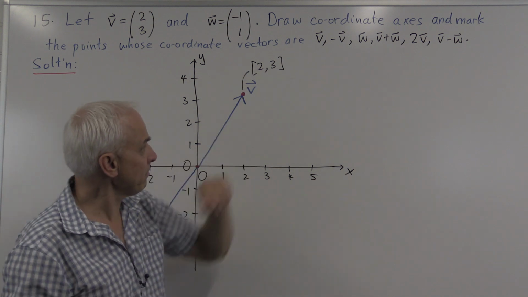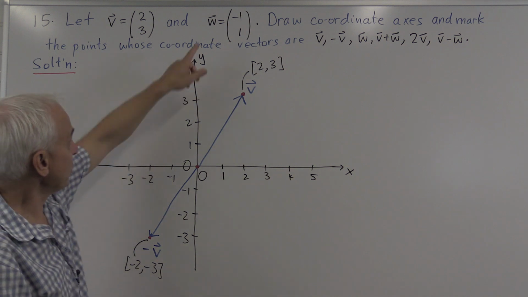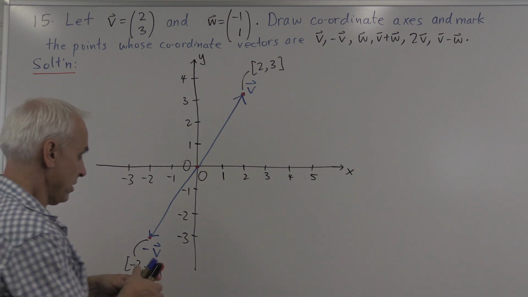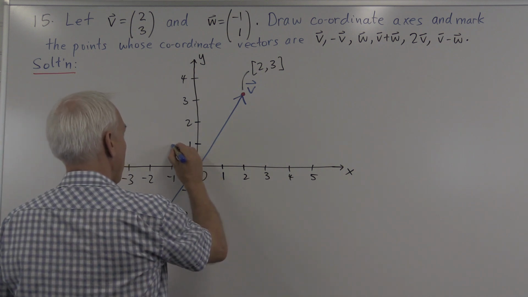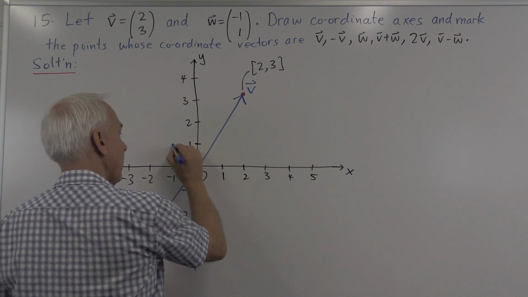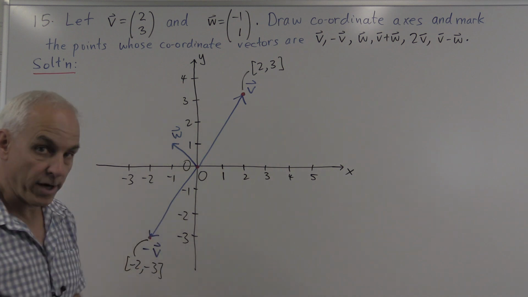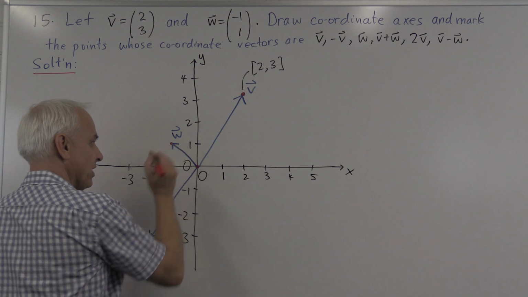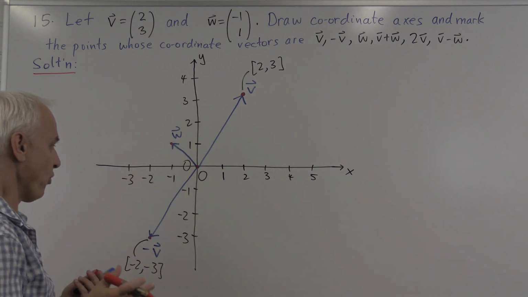All right, so we've got v and minus v. How about w? Where is that? W is minus 1, 1. So it will be there. There's the vector w. And the point whose coordinate vector is that vector w is that point right there, which would be the point minus 1, 1.